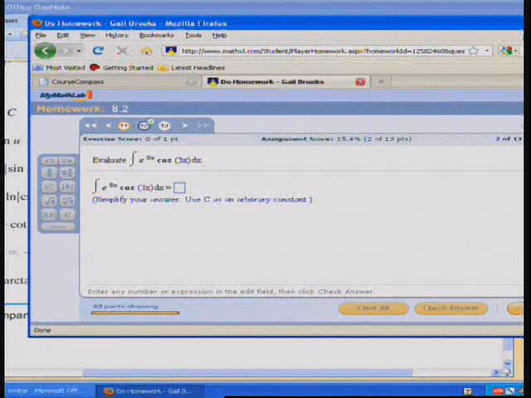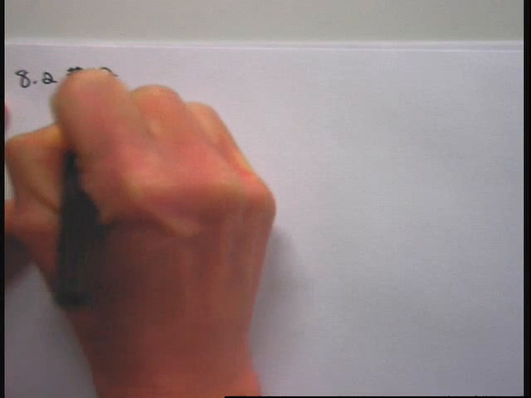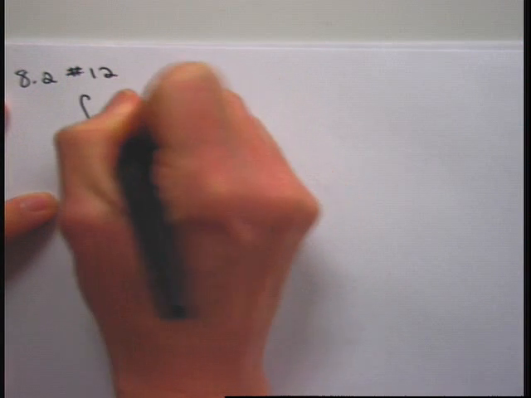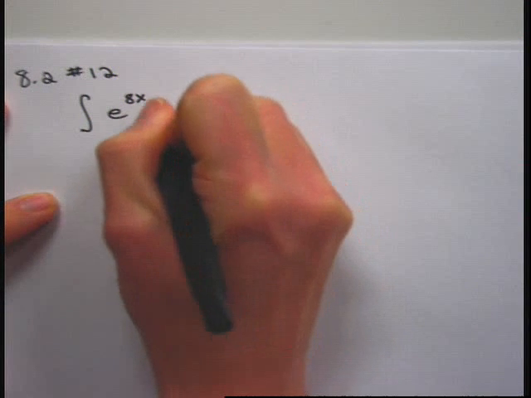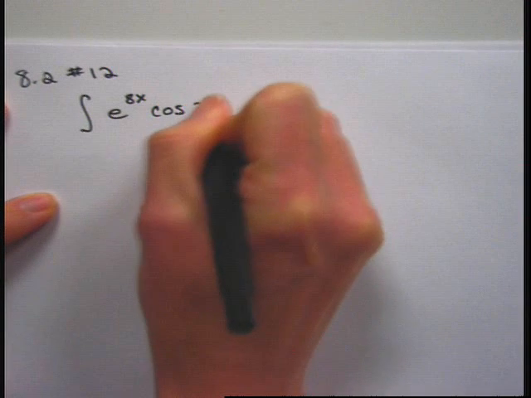Okay, now we're looking at section 8.2, number 12, and this is one of these where it's kind of cute what happens as you're working it, so you just kind of pay attention to what's happening. So it says to integrate e to the 8x cosine 3x dx.